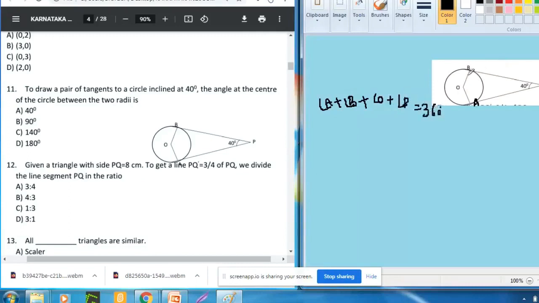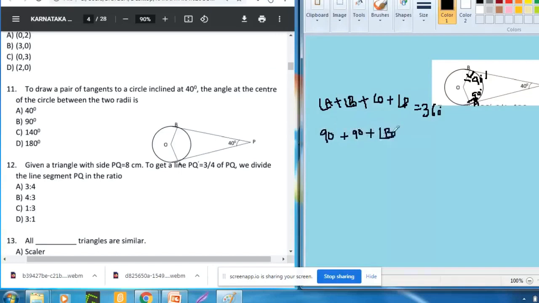One of the properties of circles is that the tangent drawn to a circle and the radius are perpendicular to each other. So angle B will be 90 degrees. Also angle A is 90, because the tangent and radius are perpendicular to each other. Angle B is 90, same reason.